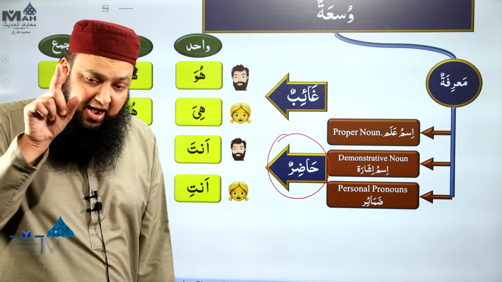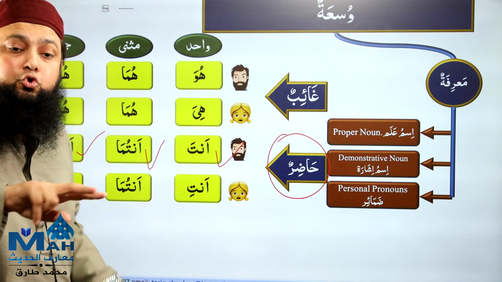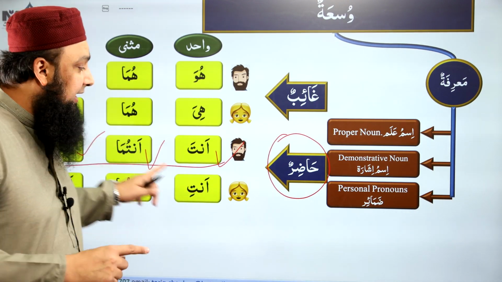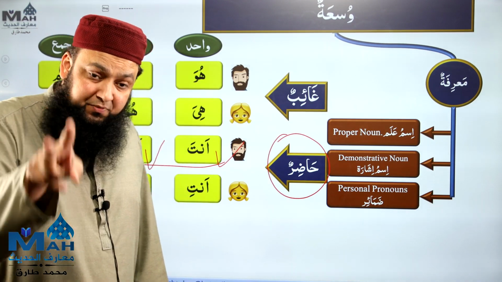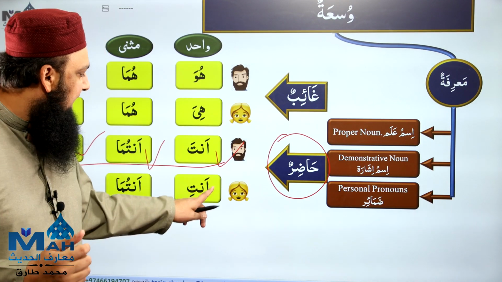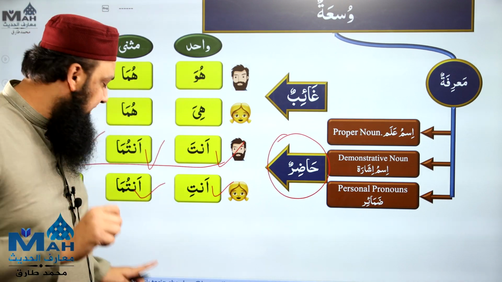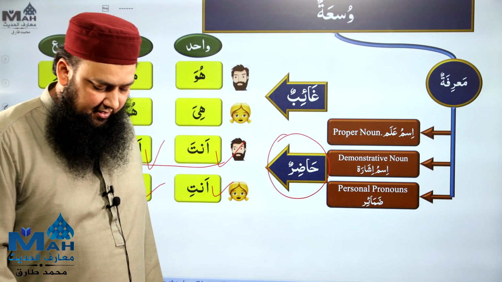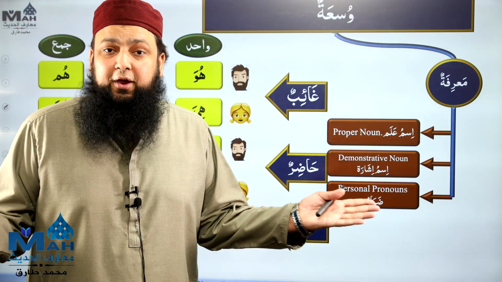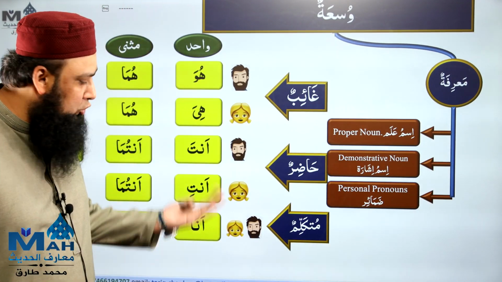So next is hadirun, something present. For hadir what? Anta, you one, antuma, you two, antum, you all. This is all for masculine. Yani anta, one masculine you, antuma, you two masculine, antum, you all masculine. Anti, you one feminine, antuma, you two feminine, and antunna, you all feminine. And third is mutakallim, ana, I, and nahnu, we.